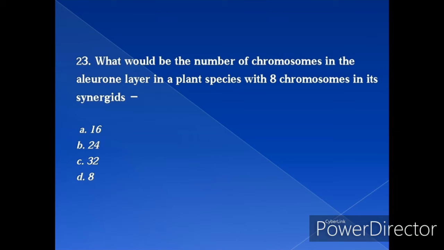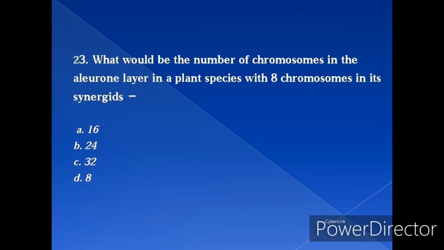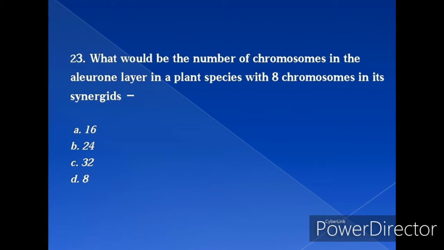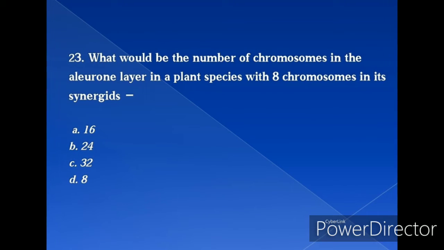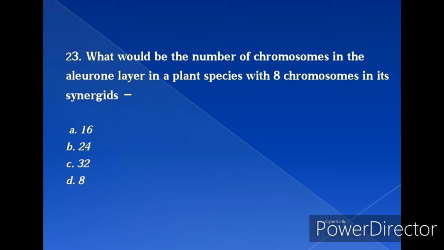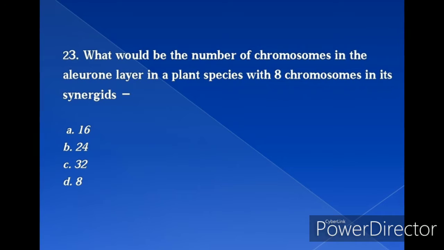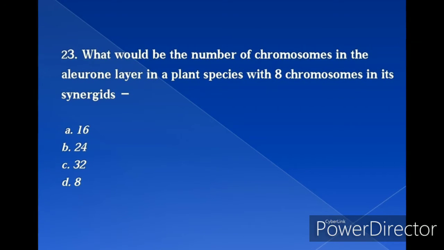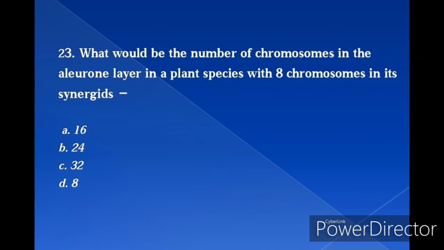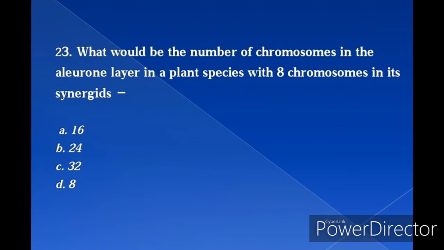Next question, what would be the number of chromosomes in the cells of the aleurone layer in a plant species with 8 chromosomes in its synergids? Option A 16, option B 24, option C 32 and option D 8. Answer is option B 24. The outermost cell layer of the endosperm, that is 3n in number of seed, is called the aleurone layer. Since the cells of the aleurone layer are triploid, the number of chromosomes will be 24.